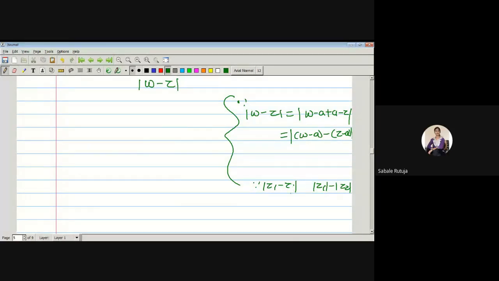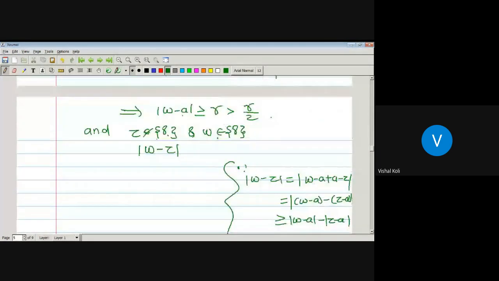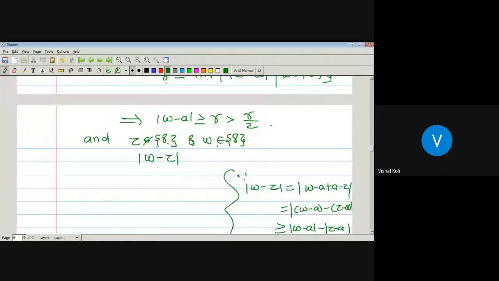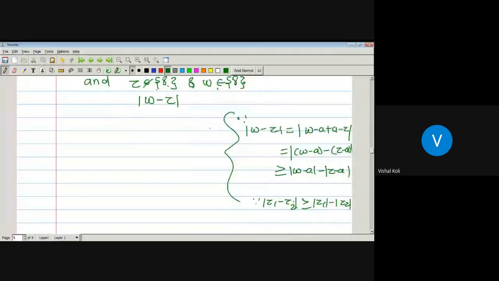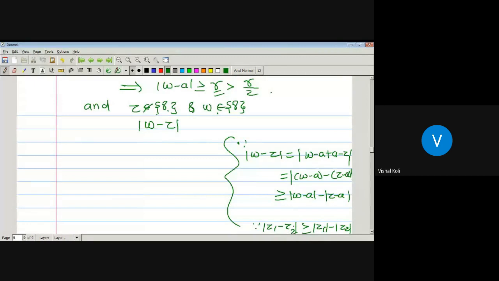Modulus of z1 minus z2 is always greater than or equal to modulus of z1 minus modulus of z2. It means it is greater than or equal to modulus of w minus a minus modulus of z minus a. Now what is the value of modulus of w minus a? Modulus of w minus a is always greater than or equal to r, and modulus of w minus z is greater than or equal to modulus of w minus a. So modulus of w minus a is greater than or equal to r. It means here we will replace the smaller value.